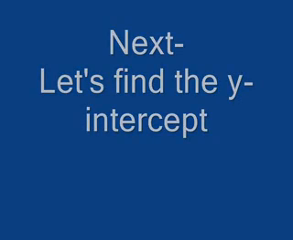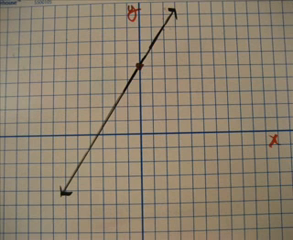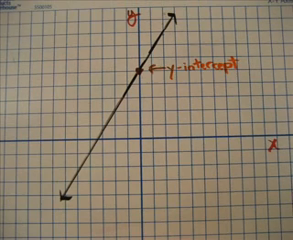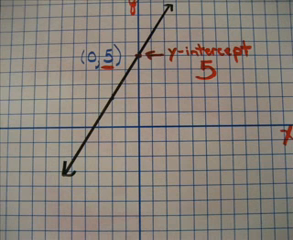Now we're going to practice finding the y-intercept of these two lines. The first line, here's our x and y axis and the point where it crosses. That point is the y-intercept. It's the point 0, 5. The 5 is the y-intercept.